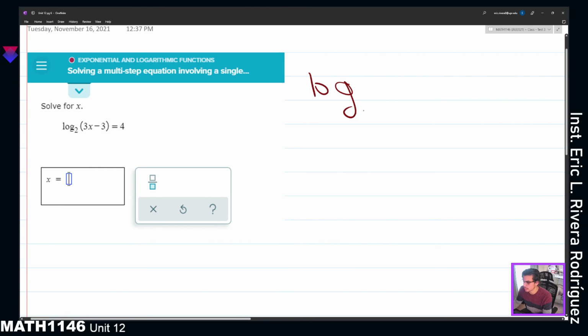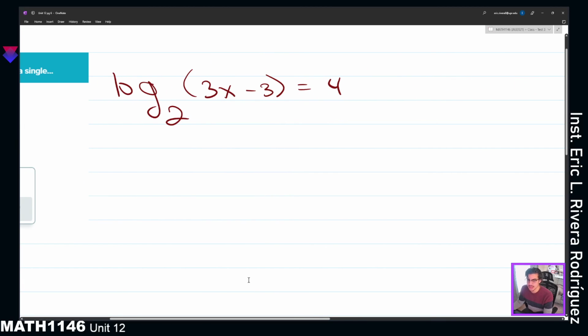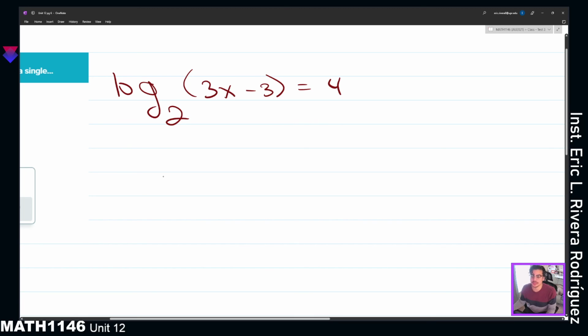So now we have a logarithmic equation. Our variable is x, and it is confined in this logarithmic function. So our goal here, right now we have our logarithmic function isolated on one side of the equation, on the left side. Now we want to eliminate that logarithmic function. So we are going to cancel that.